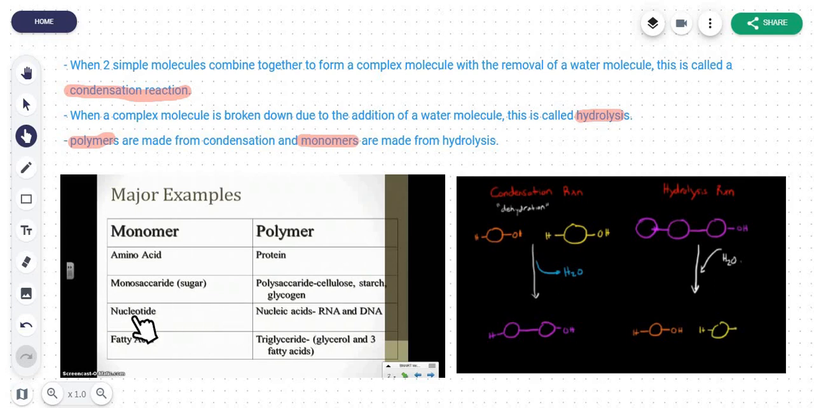Nucleotide is actually made from monosaccharide and some organic bases. Like, organic base is not a monomer, it's nothing. And these form your nucleic acid, also called polynucleotides. You can also call a protein a polypeptide, okay? Now, all polymers are macromolecules, right?